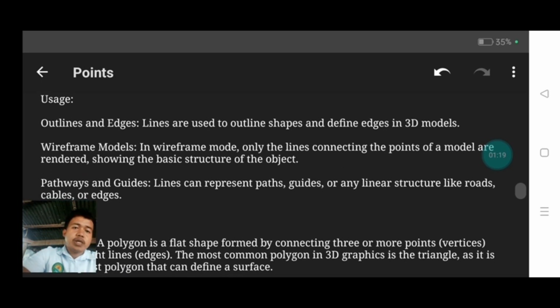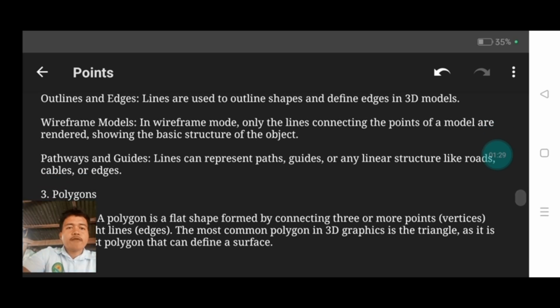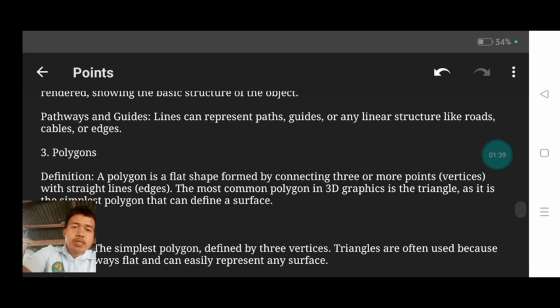So what are the usage? Outlines and edges. Lines are used to outline shapes and define edges in 3D models. Wireframe models. In wireframe mode, only the lines connecting the points of a model are rendered, showing the basic structure of the object. Pathways, guides. Lines can represent paths, guides, or any linear structure like roads, cables, or edges.